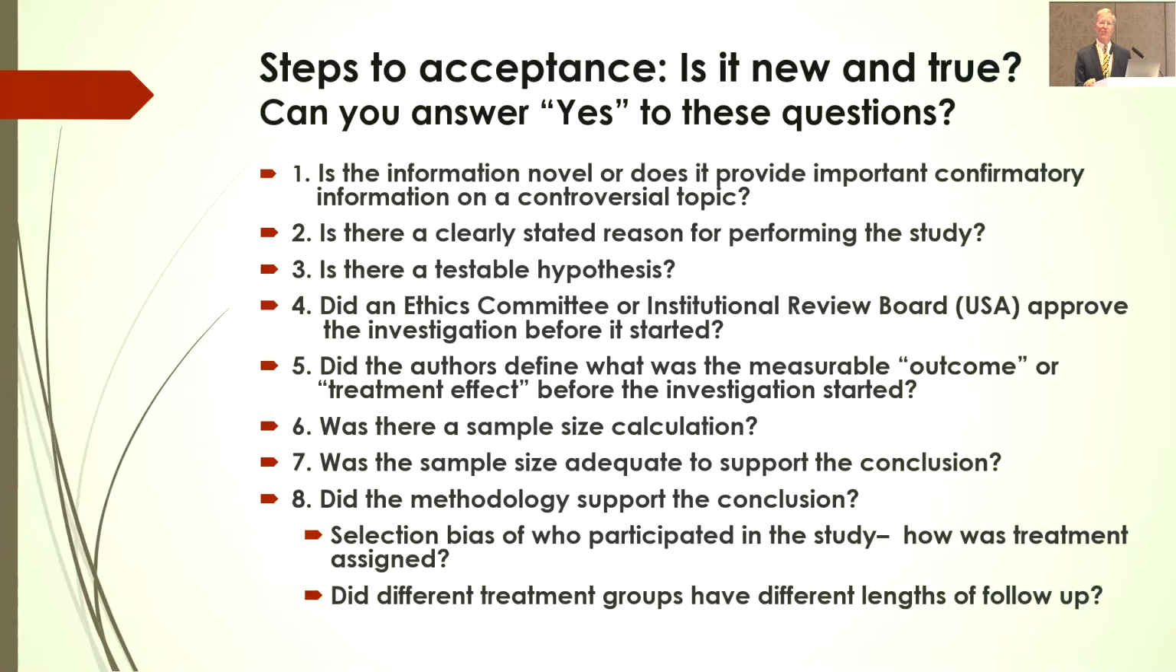Did the authors define what was a measurable outcome before the investigation started? Too often I have the feeling people collect data and then they look and see if the p-value was less than 0.05 and say, well, it's statistically significant. But it wasn't clear that there was any idea what was a meaningful clinical difference before the study was done.